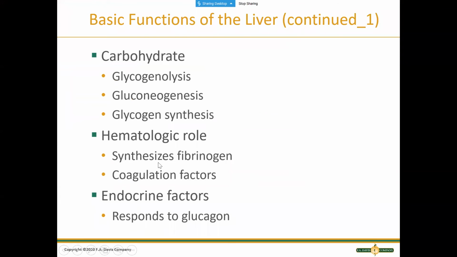On this slide here, it says responds to glucagon. Does anybody know what glucagon is? You ever heard of that? Yeah, so glucagon is a hormone just like insulin in that it's secreted from your pancreas, but it does the exact opposite of insulin. Insulin brings down your blood sugar. So if you check somebody's blood sugar and it's really high, like 500, we'll give them a shot of insulin. But glucagon does the exact opposite.